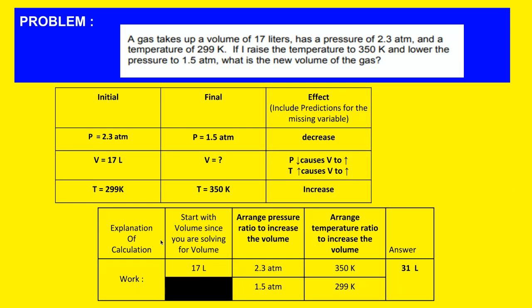Down below, we see an explanation of our calculation. Remember, we start with volume since we're solving for volume, 17 liters. We arrange the pressure ratio to increase the volume. So I put the big number over the small number. I arrange the temperature ratio to increase the volume. Again, the big number over the small number, and I get my answer of 31 liters.